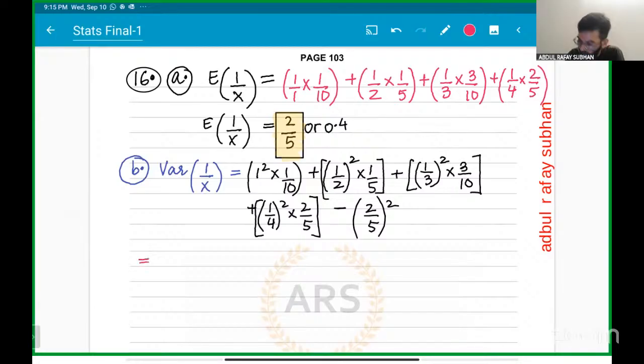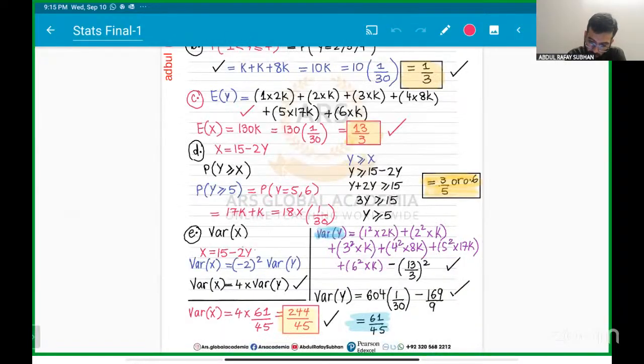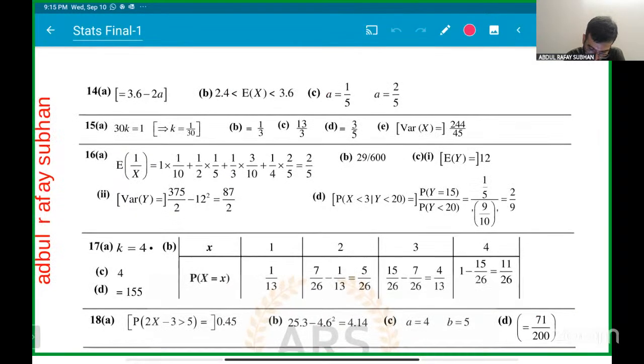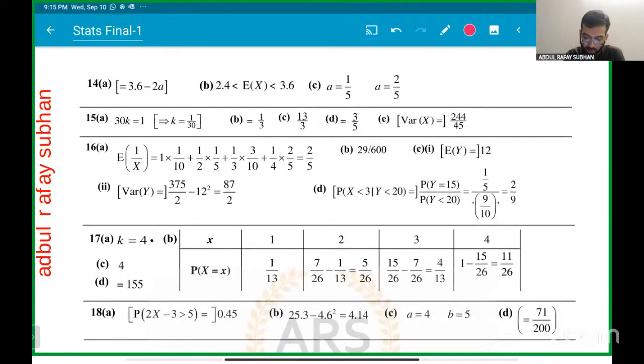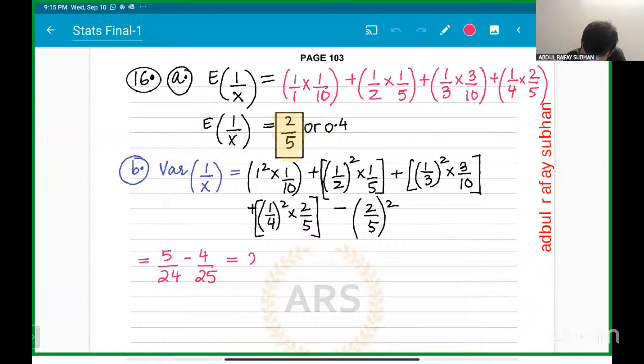So let's just simplify and get the 3 marks. Definitely 1 mark is for the working. So it will be 1 over 10, and then 1 over 20, 1 over 9 and 9 tens are 90, so 3 over 90, and then 2 over 16 fives, that will be 80. So this is coming 5 over 24 if we are doing it correctly, and 4 over 25. It should be 5 over 24 minus 4 over 25. 29 over 600. Is it coming 29 over 600? Yes, it's correct. So the variance will be correct.